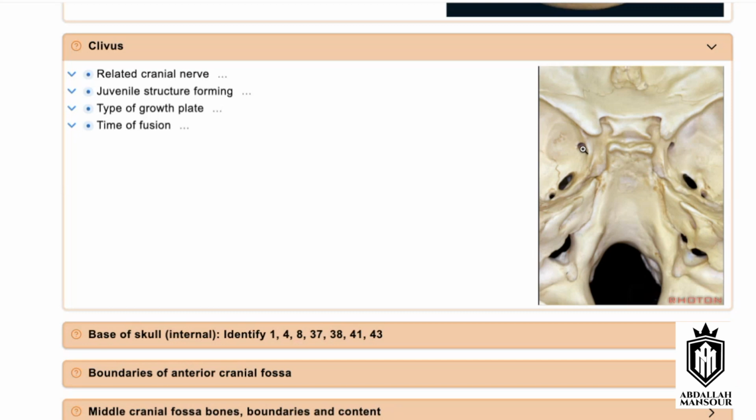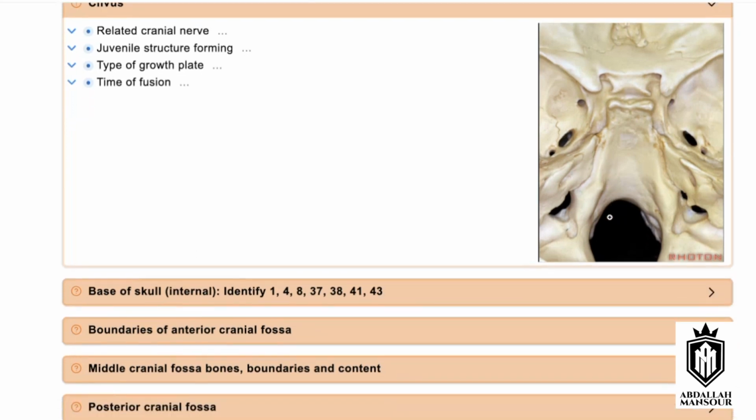Okay. And what is this foramen? That is the foramen rotundum. Okay, what is that one? Sorry? I'm pointing to another one. What is this foramen? That's foramen spinosum. And this is foramen ovale on both sides. Yeah. Good.